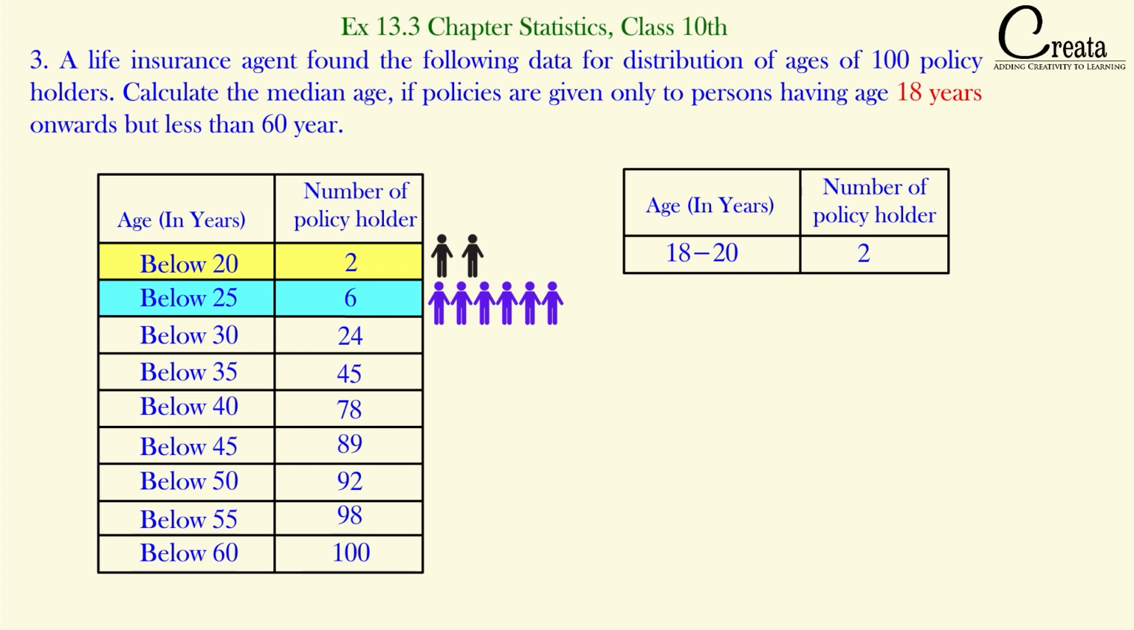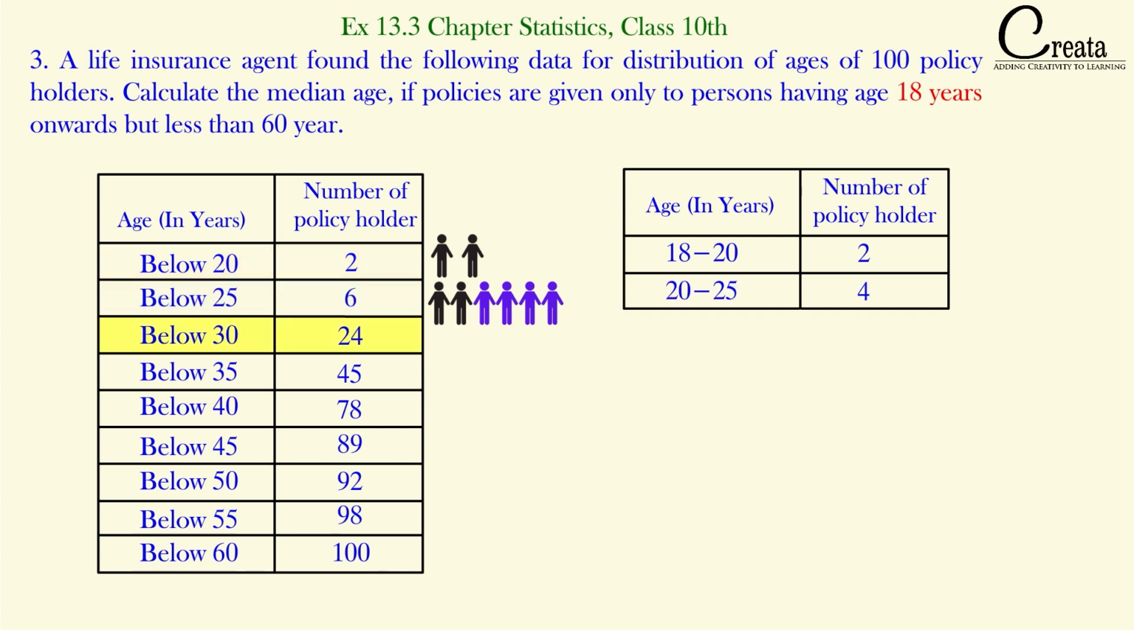So can we say in the range of 20 to 25 age we are having only 4 people? Let's understand this. Below the age of 25 we are having total 6 people. Out of these 6 people there will be 2 people who are below the age of 20. So in the range of 20 to 25, we will be left with only 4 policy holders. So we can write from the age 20 to 25, we are having 4 policy holders.